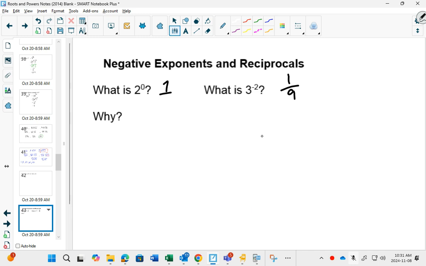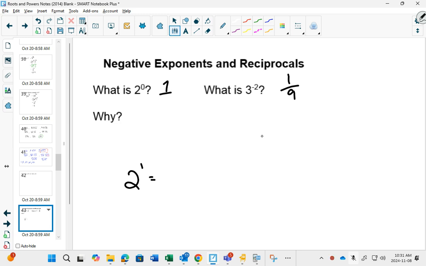Can you explain why those are true mathematically? Or are they things that you maybe just memorized? So the first thing that we're going to do today is try to use patterns and mathematics to describe why anything to the exponent of 0 is equal to 1. And actually the pattern's quite simple. Let's start with a base of 2.